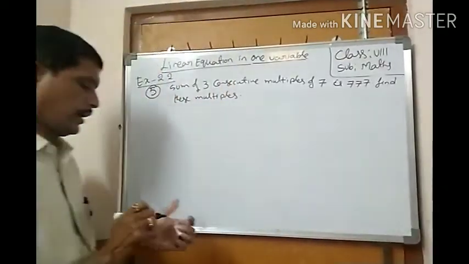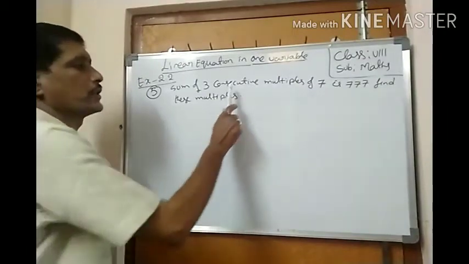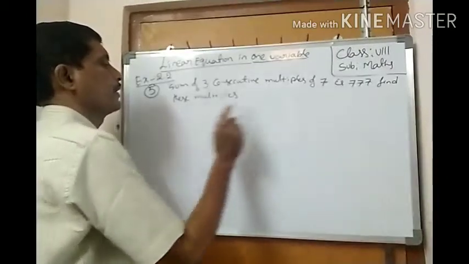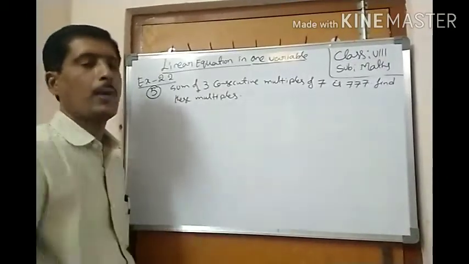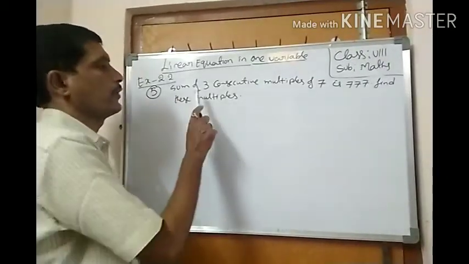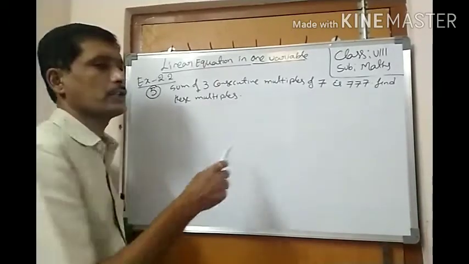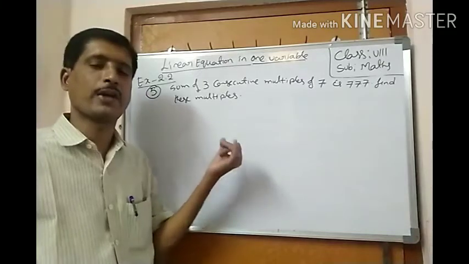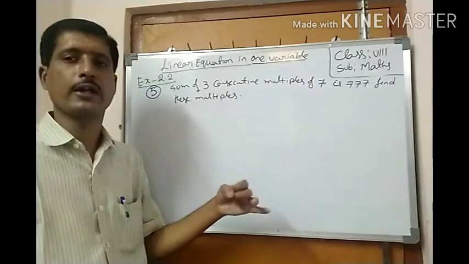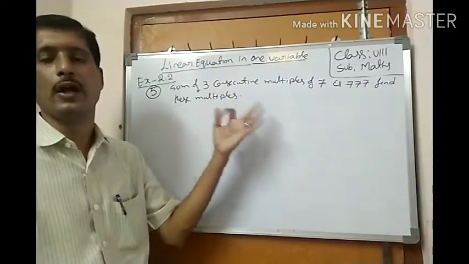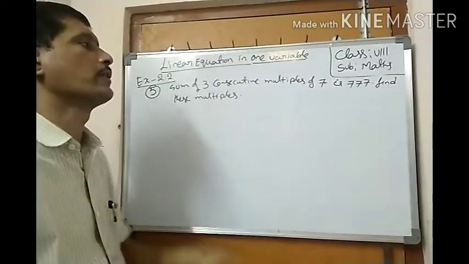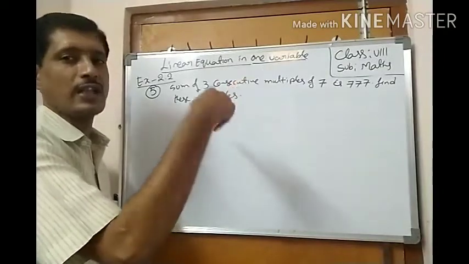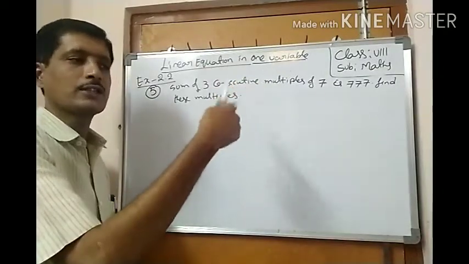Here see, here the sum of three consecutive multiples of 7 is 777. Find those numbers, find these multiples, whatever it may be. Therefore here consecutive multiples of 7 means one number you take x. First multiples of 7 you know: first number is 7, next number is 14, next one is 21 or 28, you know the 7 table. Therefore here first number you take x. Next number is what? x plus 7. Next number is what? x plus 14.